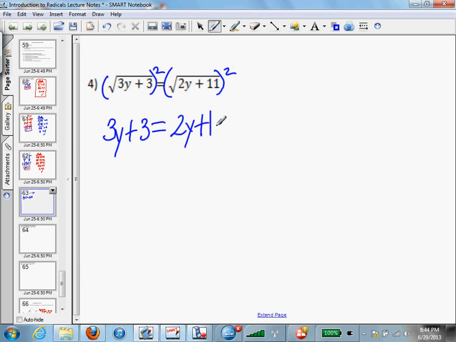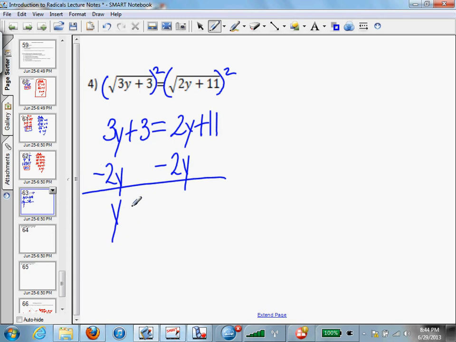So we're just going to be left with 3y plus 3 equals 2y plus 11. So now we can start getting all the y's on one side and all the regular numbers on the other. To do that, I would first subtract 2y on both sides of the equation.